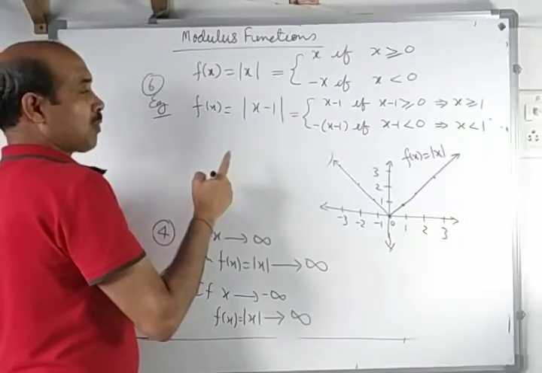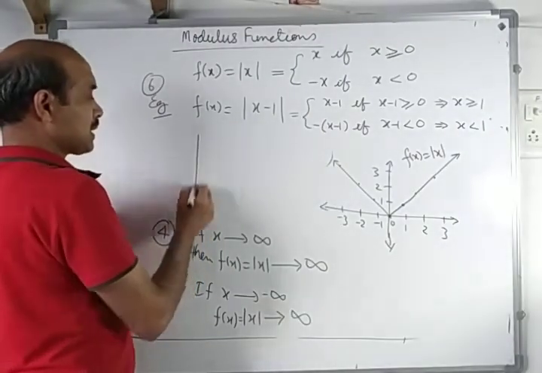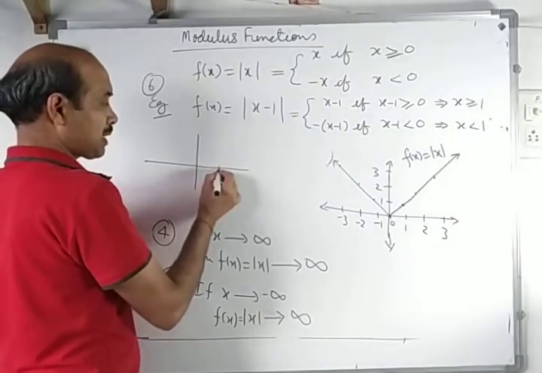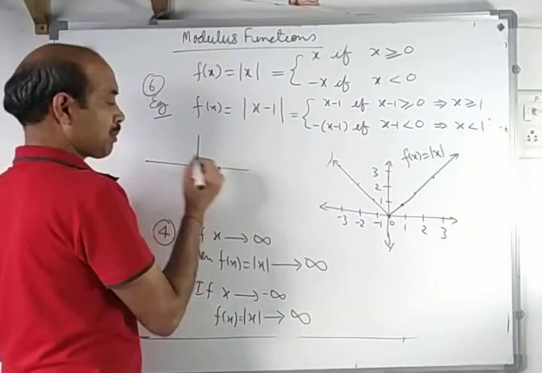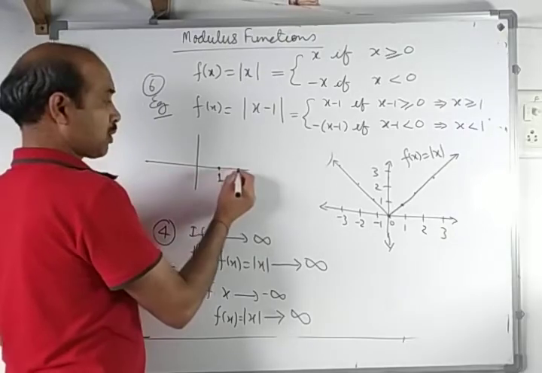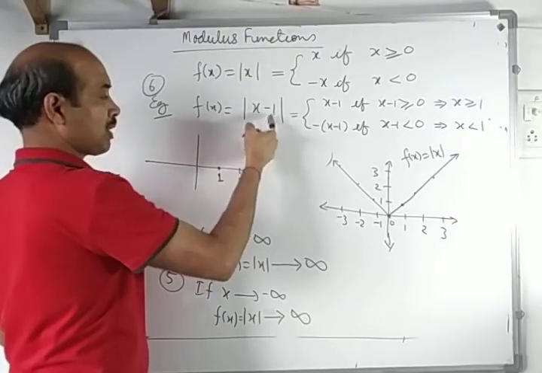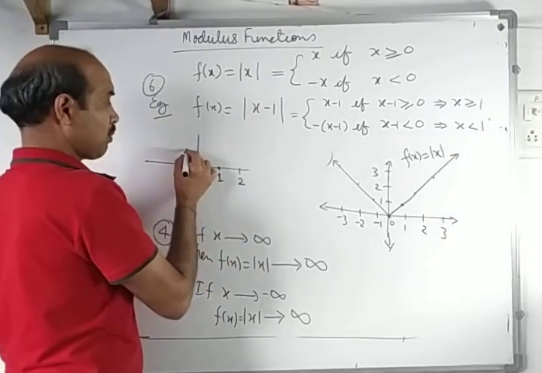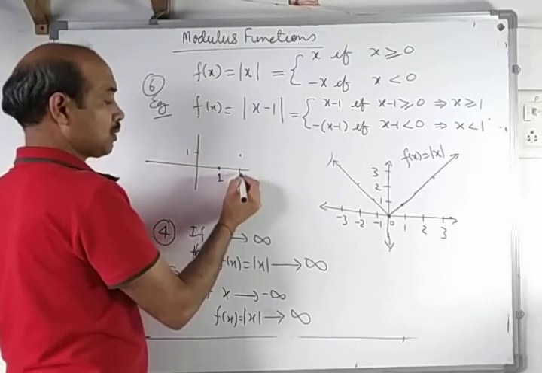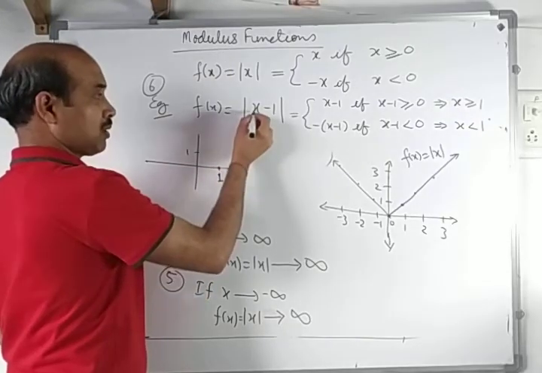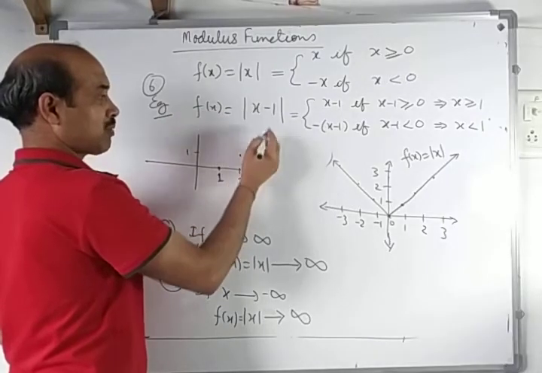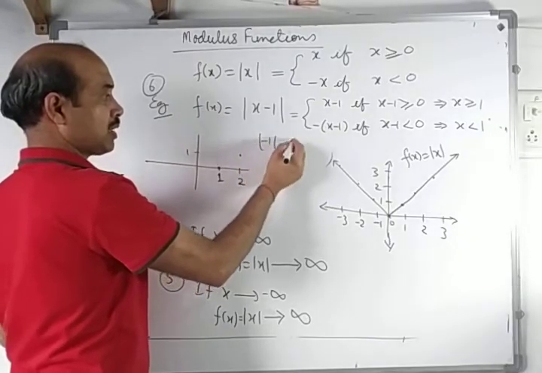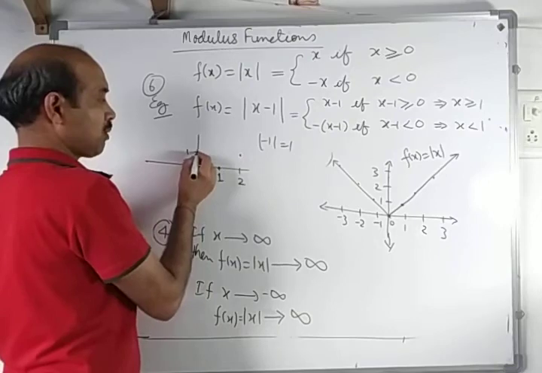So if you draw the graph of this, for x equal to 1, 1 minus 1 is 0. So this will be the value. When x equal to 2, 2 minus 1 is 1. So we will have the value 1. For x equal to 0, we will have mod of minus 1, that is 1. So for 0, the value is 1.